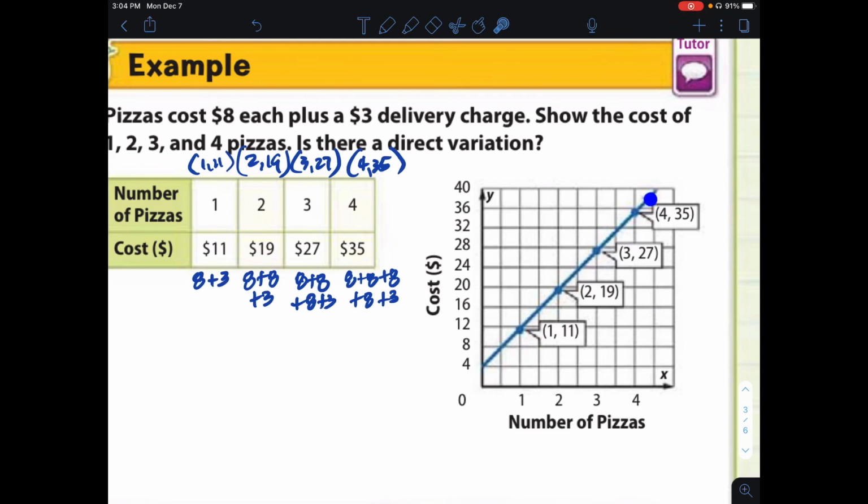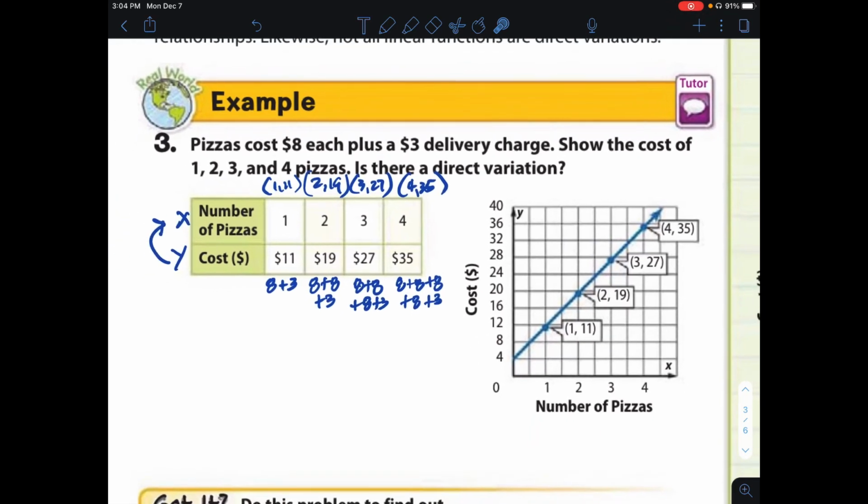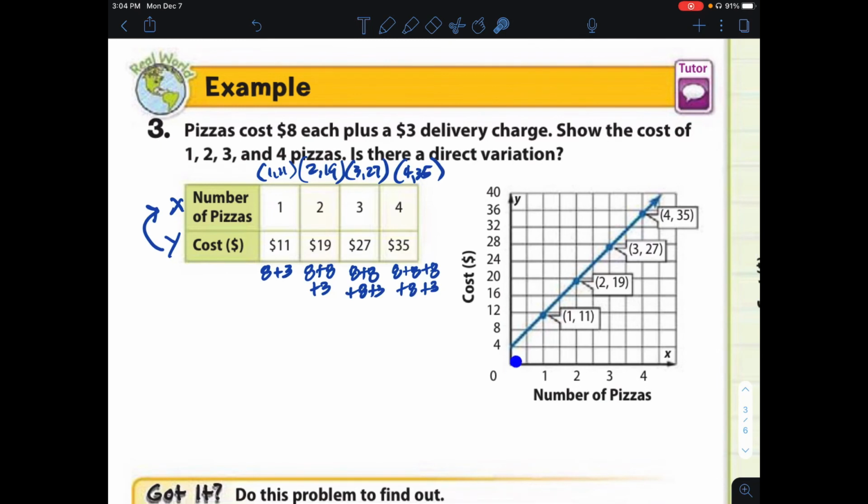After we graph them, we can see right away that it is a straight line. But what do we notice about that straight line? It does not go through the origin. So if it doesn't go through the origin, we know right away that they are not proportional to each other. So if it's not proportional, it is therefore not considered to be a direct variation.